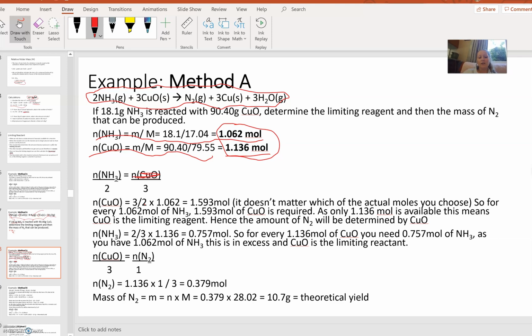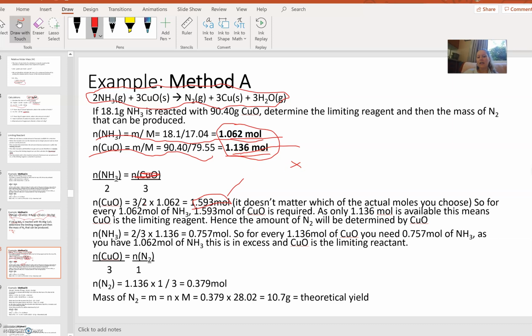So if you times that 3 over the other side, 3 over 2 times the number of moles that we've solved for NH3, which is 1.062, and you get this number of moles. So that's saying that if we have 1.062 moles of NH3, we need 1.593 moles of copper oxide. Now, you can see, if we've got this many moles of NH3 and we need 1.593, well, you can see we don't. We've only got 1.136 moles, which means that copper oxide is the limiting reagent because we don't have enough.